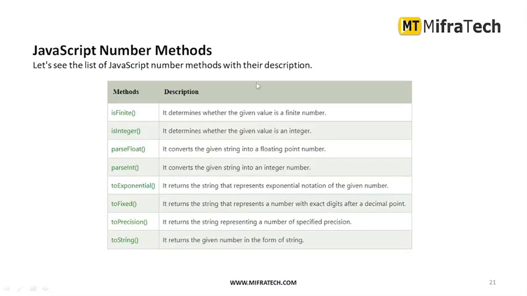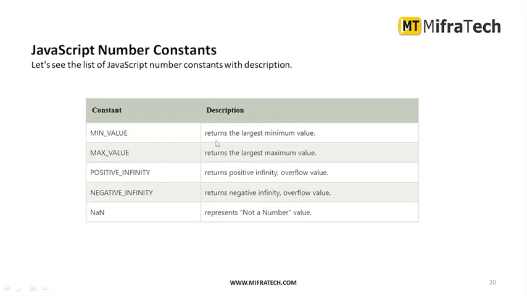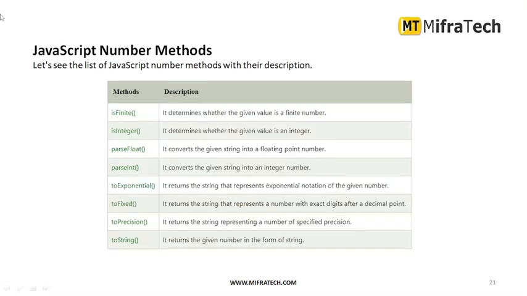And JavaScript Number methods. There are some number methods, and we have taken some six to eight. There are many more constants also, and we have taken a few here.